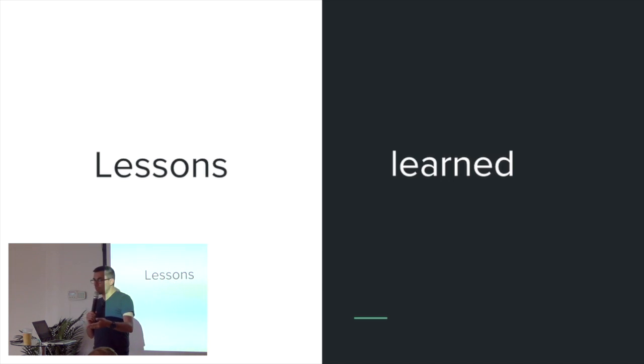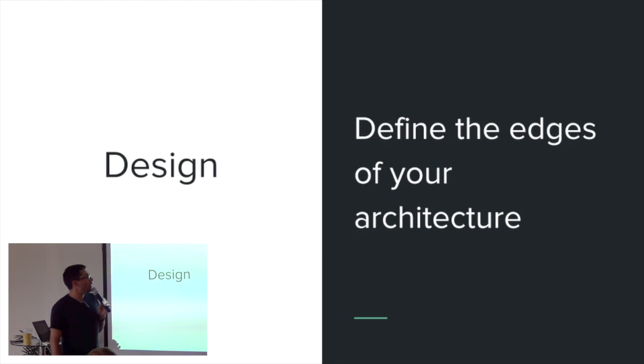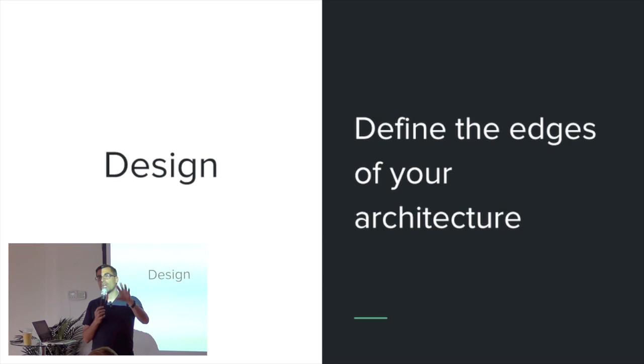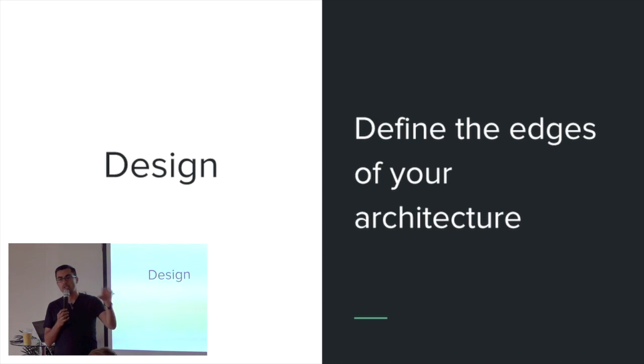What I want to do now is reflect on some of the higher level lessons I learned. If you have any questions, again, please stop me. One of the lessons I learned very quickly is defining the edges of the architecture. What I mean by that is we had Rails in the middle and Go talking to it, but Rails was still doing the authentication, and Rails was actually sometimes accessing the database.